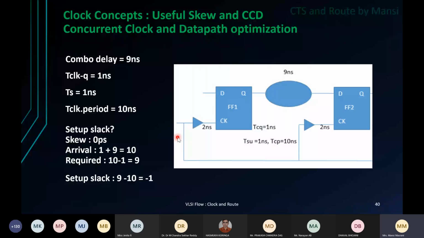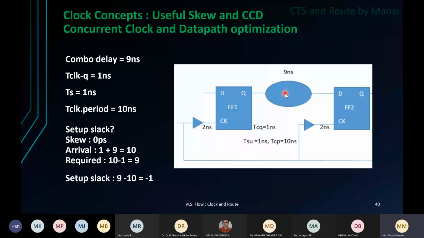You try to make this combo delay of 8 nanoseconds somehow, right? You put high strength buffers and drive them faster, make this combo delay 8 nanoseconds and try to meet it. But here comes an important concept. While doing clock tree synthesis, it's not going to touch your data path.